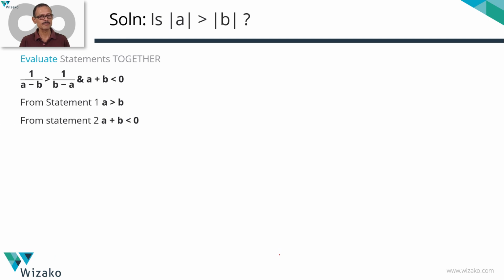Combining the two statements, this is statement 1, which we essentially inferred to be nothing but this. This means A is greater than B. That's the inference we had. Statement 2 is the sum of these two numbers is less than 0. Right? The sum of two numbers is less than 0. That's a good starting point. Necessarily one of the two numbers will have to be negative.